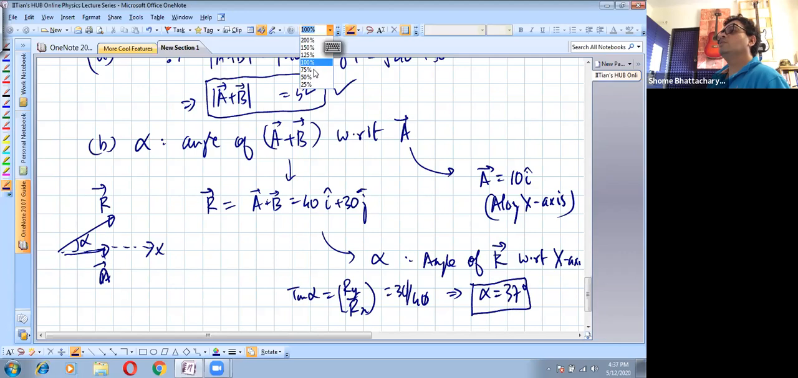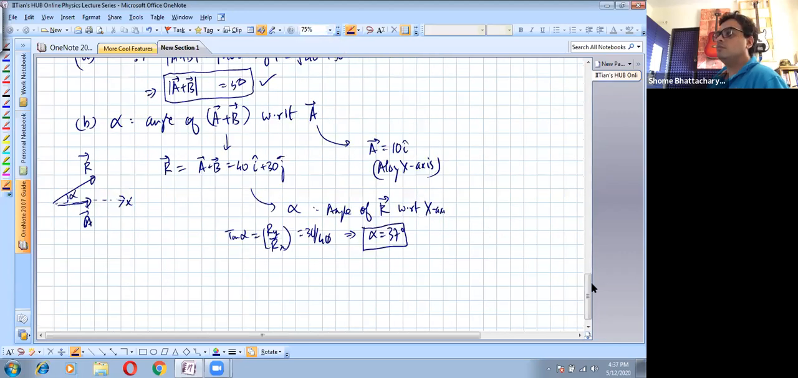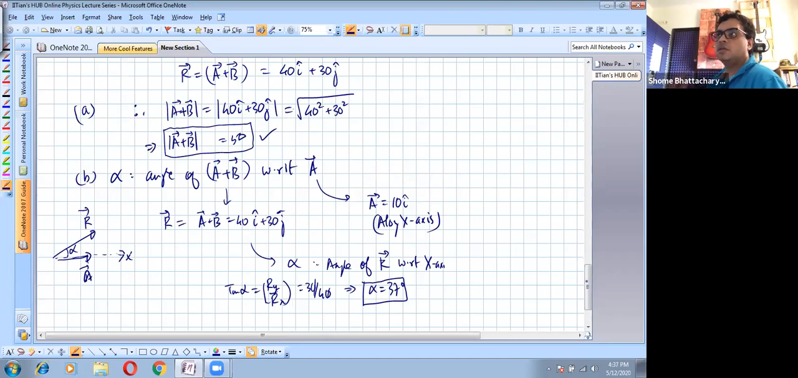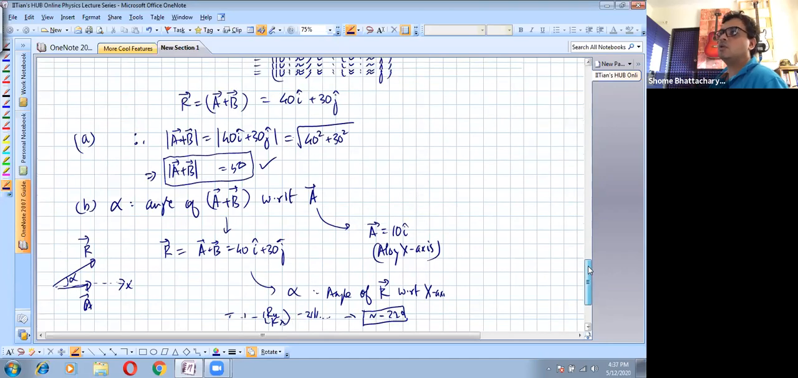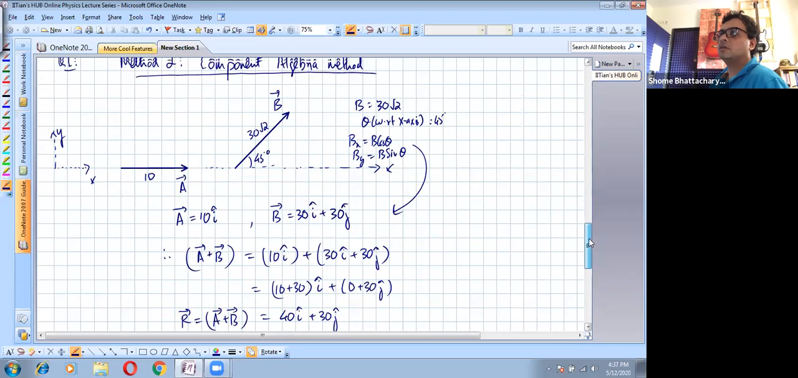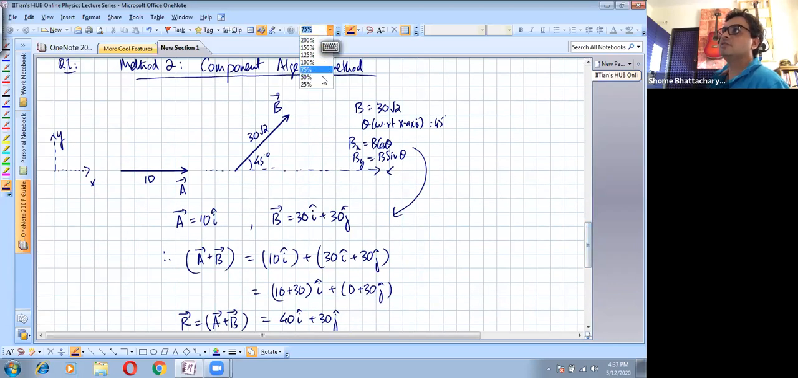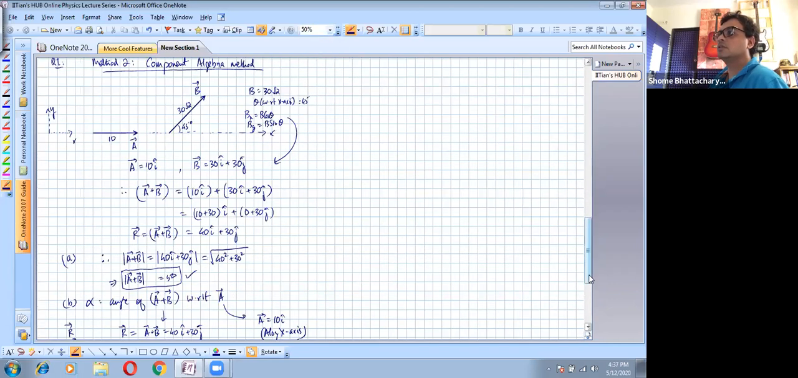We could also have used the component method, though in this case it was quite a straightforward question. So the best was method 1, that you directly substitute in the formula. But you could have also used this alternate component argument. So I'm just minimizing this if you want a reference to this.